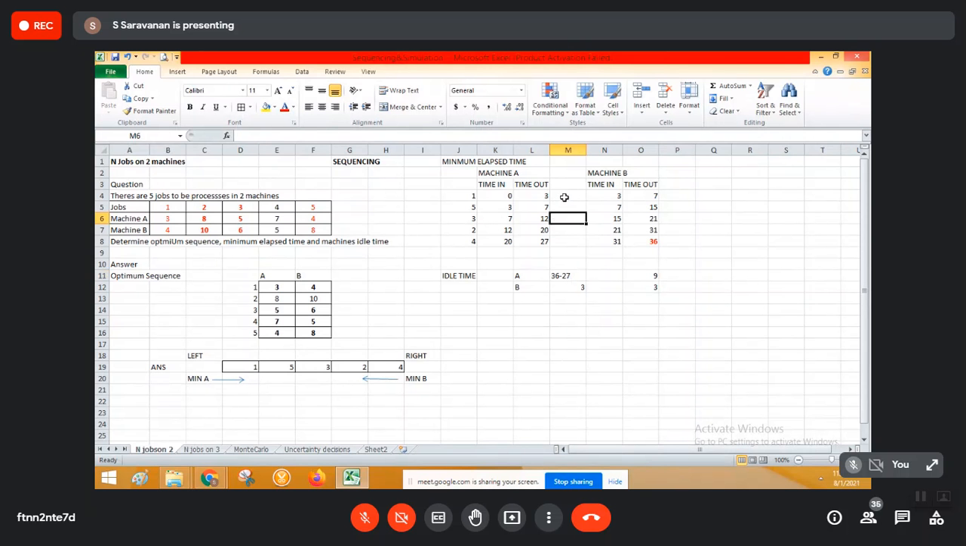So from 0 to 3, there is no idle time. From 7 to 15, you're saying in this specific area, 12 to 15, there is going to be 3 idle time. 20 to 21, there is going to be 1 idle time. And 27 to 31, there is going to be an idle time of 4, you're saying. So this way we are calculating. Okay, that's okay.